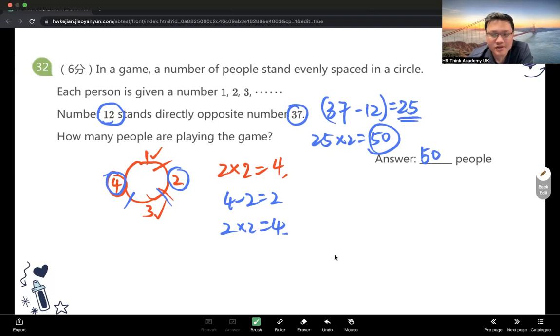Guys, are we good? Any questions? Yes, this is what we learned in the summer holiday courses. It's like planting trees problems, guys. Do you still remember that? So you got a circle, you're gonna plant some trees, and how many trees do you have like that?